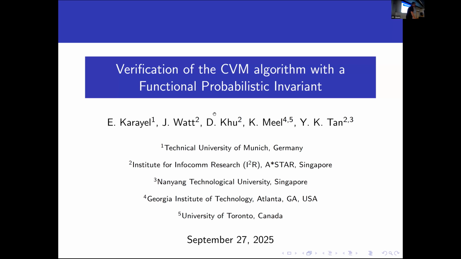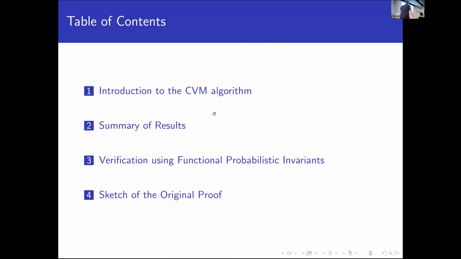And the talk is about the verification of the CVM algorithm, which I'm going to explain, using a new verification technique for randomized algorithms, which is the actual main thing we want to present. I'm going to start with explaining how the algorithm works. After that, we're going to summarize what the key results of the paper are. And I'm also going to, using an example, explain how the functional probabilistic invariants work.